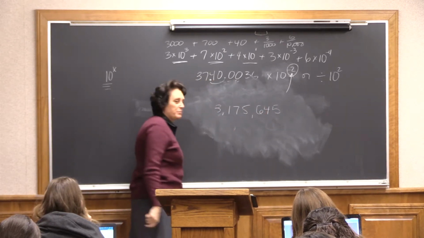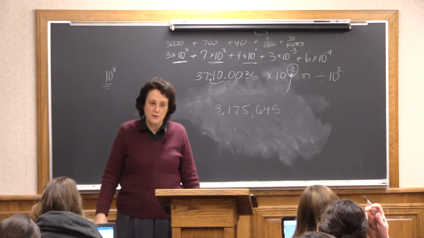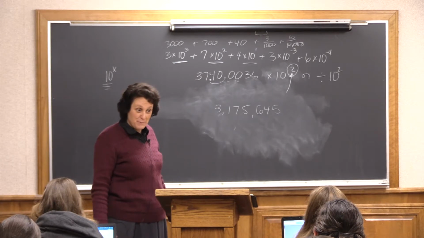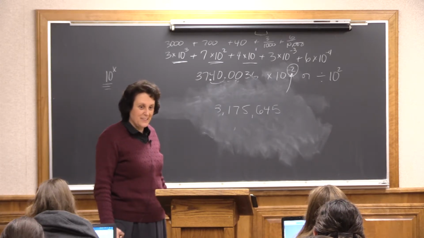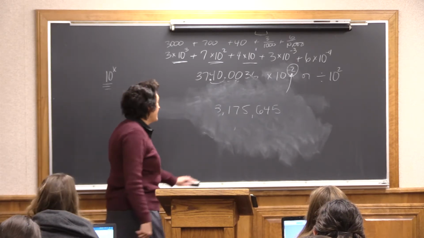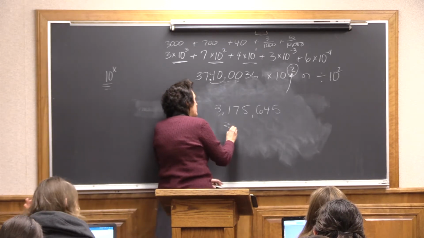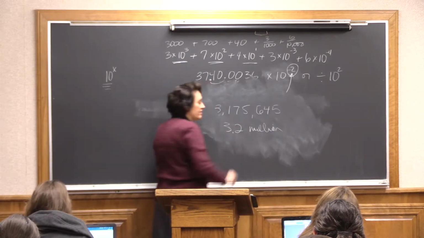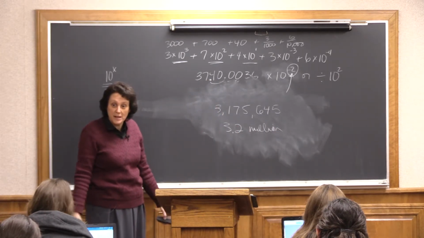Here's a population number. Do you really think we can do population down to a single person? Or 10 people? 100 maybe. What do we just say? We just say, oh, there's about 3.2 million people in such and such city. Right? We do it all the time.